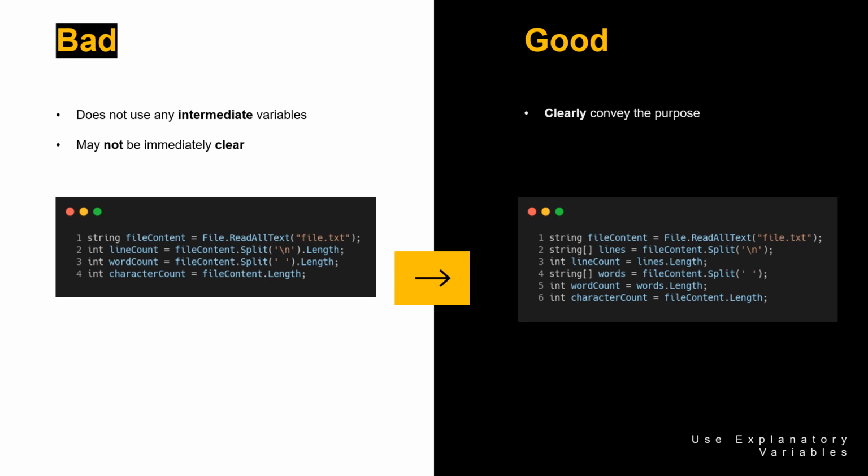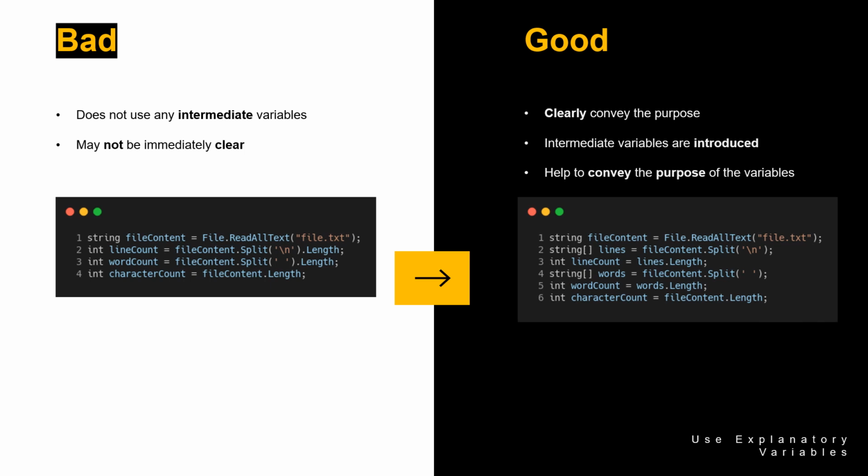In the improved example, intermediate variables lines and words are introduced to hold the result of the split operations. These variables have meaningful names that help to convey the purpose of the variables and improve the readability and understandability of the code. This makes it easier to understand what the code is doing and reduces the risk of errors or misunderstandings.